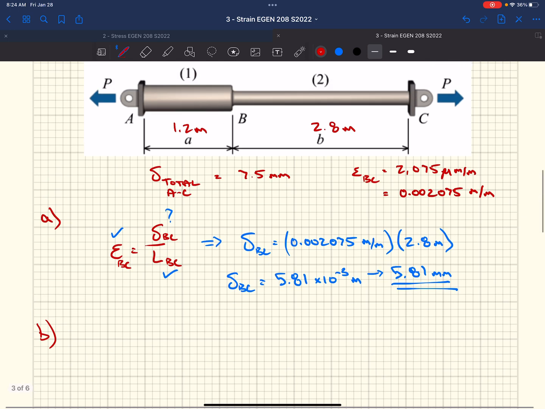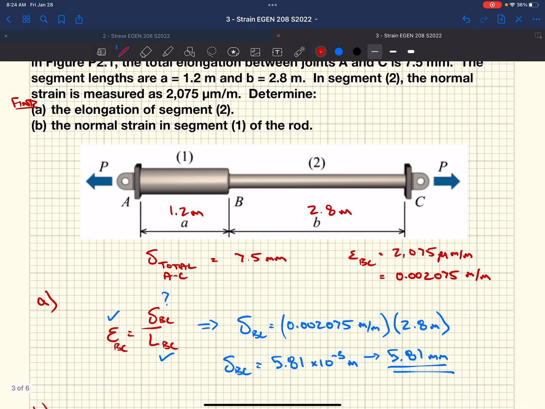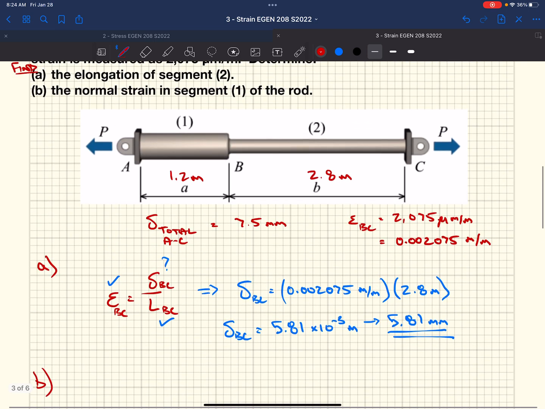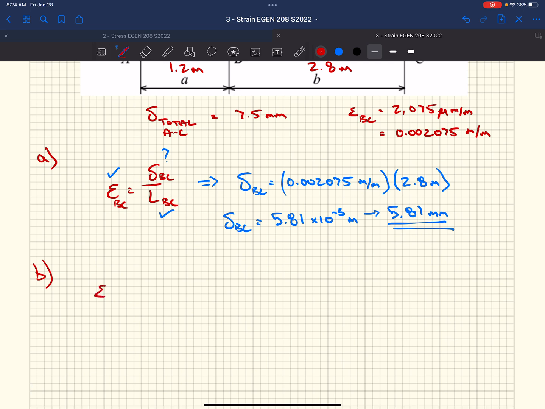So we're looking for now, what is the normal strain in segment 1 of the rod, or the strain between A and B. So we have epsilon A to B. Well, that equals the change in length from A to B over the length from A to B. As we knew for part A, we know the length of segment 1.